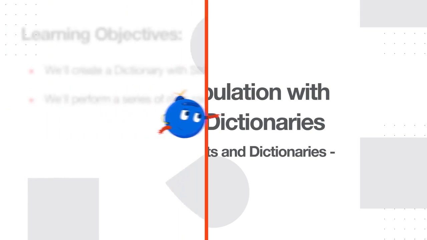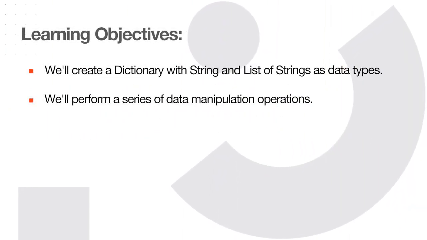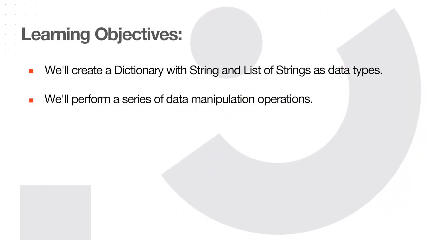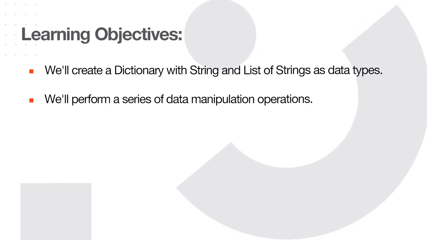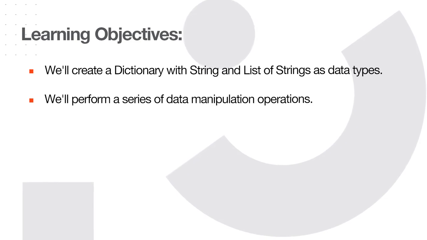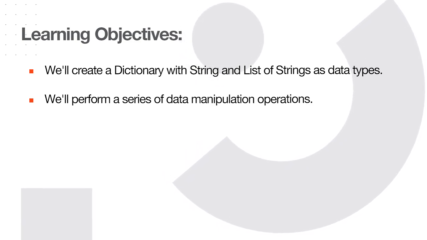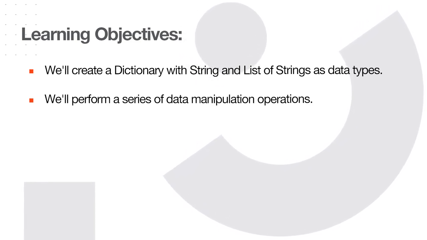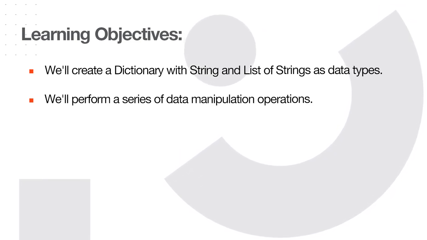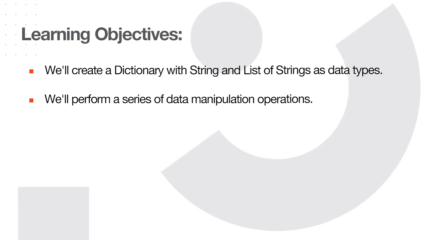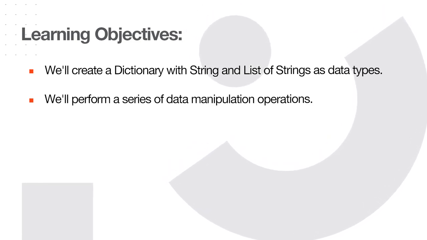In the previous videos, we've built a workflow which processes dictionaries and one that works with lists. Now it's time to delve even deeper into the topic by creating a project that combines the usage of dictionary and list variables. In this demo, we'll create a dictionary with string and list of strings as data types, then perform a series of data manipulation operations.